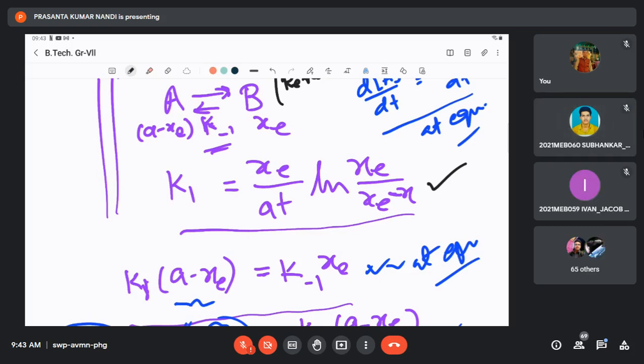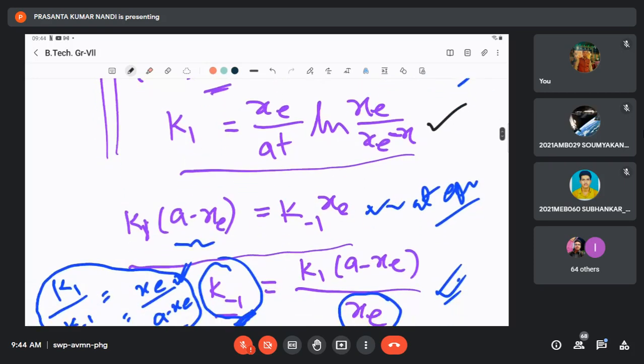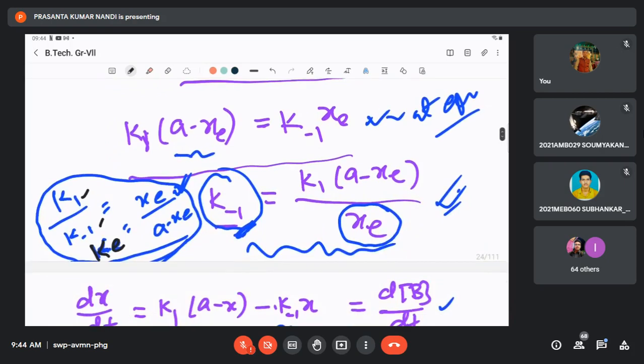So at equilibrium, what are we writing? Can we write like this: k1(a - xe) equal to k-1 xe? Yes, sir. Because both are first order reactions, you can write like this at equilibrium. Now from this expression you can simplify. What is capital Ke here? Small k1 and k-1 are the rate constants, and capital Ke, E stands for equilibrium constant. As we write the concentration of B by concentration of A at equilibrium, Ke denotes the equilibrium constant.